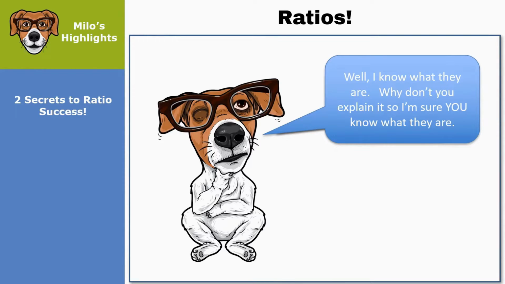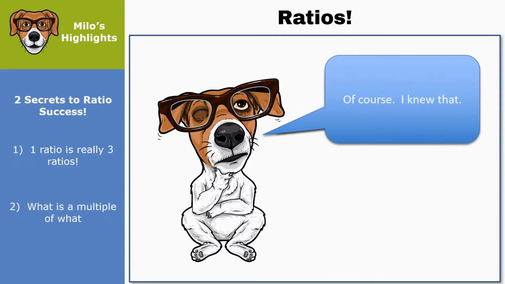The first secret is that when you're given one ratio, you've really been given three ratios. Now, the second secret is that ratios tell us what is a multiple of what. And that is very useful on the test. Sure you did, Milo. All right, let's take a look at how one ratio is really three ratios.